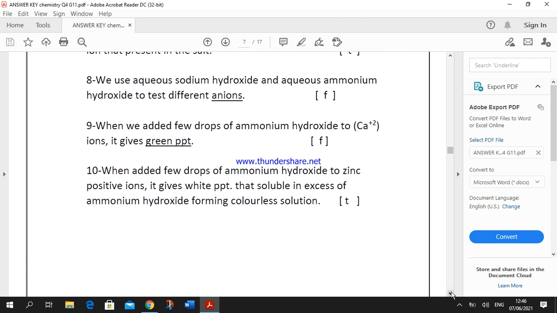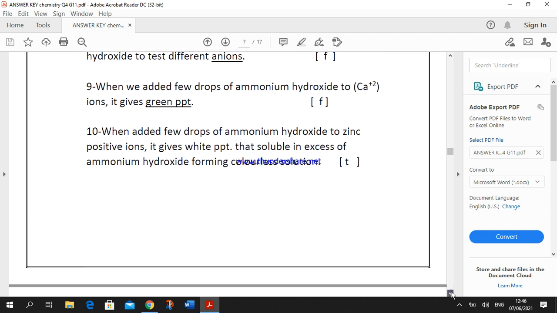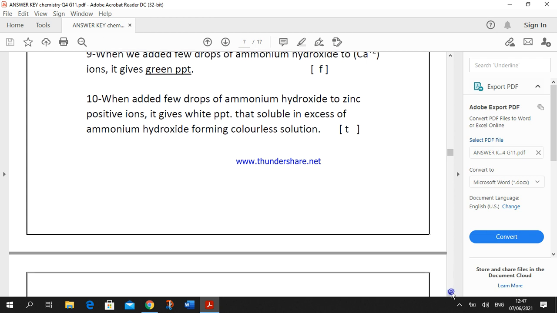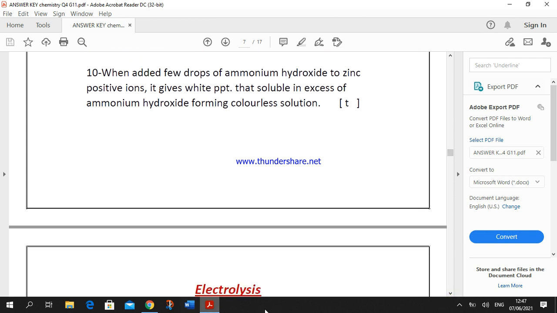Number 9, when we add a few drops of ammonium hydroxide to calcium, it gives a green precipitate. False, it gives a white precipitate. And when we add drops of ammonium hydroxide to the zinc positive ion, it gives a white precipitate that is soluble in excess ammonium hydroxide, forming a colorless solution. True statement. Okay? Thank you.